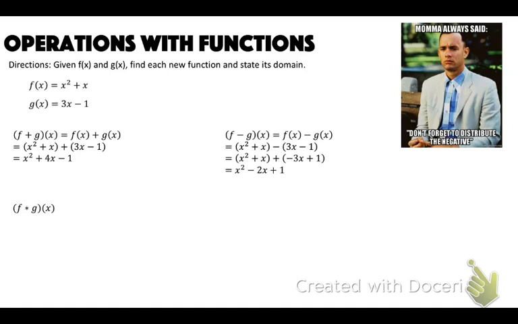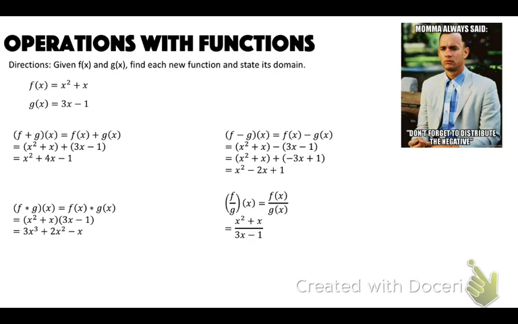So f times g of x, well, we're probably multiplying these. So f of x times g of x. So it's x squared plus x times 3x minus 1. Which if you multiply that out, you end up getting 3x cubed plus 2x squared minus x. This last one, f over g of x, well, that's going to be f of x over g of x, which is going to be x squared plus x over 3x minus 1, which there's really nothing we can do there. We're just going to leave it. Okay?